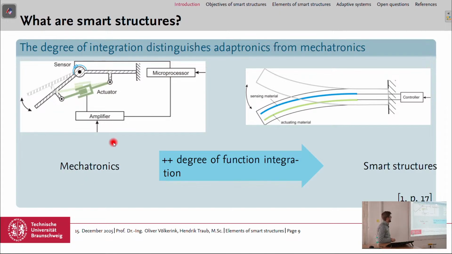In a mechatronic system, you have sensors, actuators, a microprocessor or controller, and an amplifier for power supply, like in smart structures, where you also have a sensing material and an actuating material, a controller and a power supply. But in smart structures, these elements are integrated into the load-bearing structure and are not additional elements like in mechatronics.